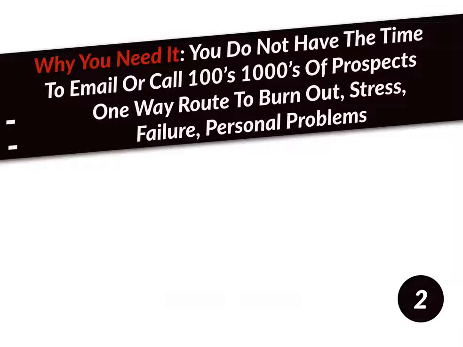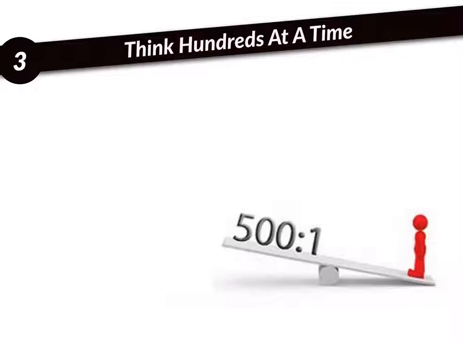So the third thing I want you to do is this. I want you to think about contacting hundreds at a time. Rather than trying to get one or two clients in per month, let's think big on this. If I'm using a digital system, it doesn't matter if I'm sending out 1 or 500 or 5,000. For me, it happens once. So why wouldn't you think big? I want you to think hundreds at a time.